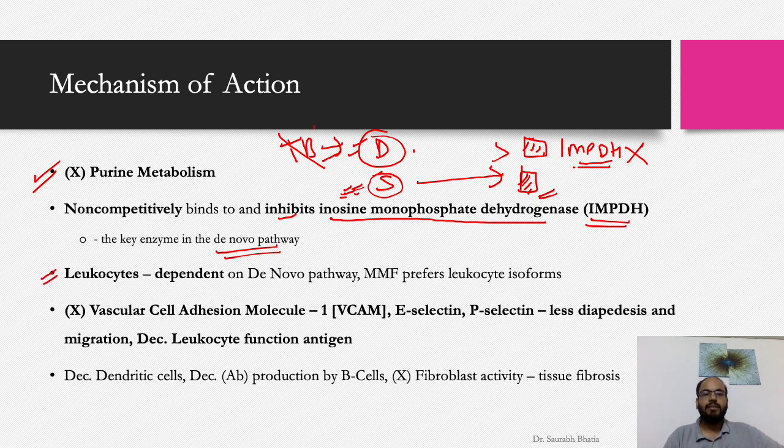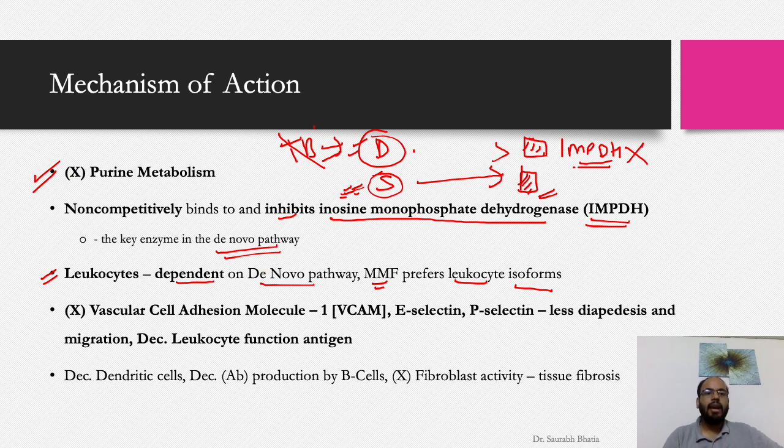So leukocytes, which are entirely dependent on the de novo pathway, are selectively inhibited by MMF. Additionally, MMF prefers leukocyte isoforms. Now there are many isoforms of IMPDH and MMF selectively prefers those isoforms found in leukocytes.